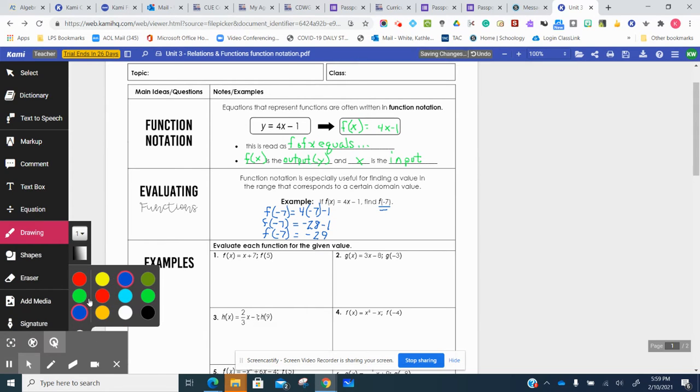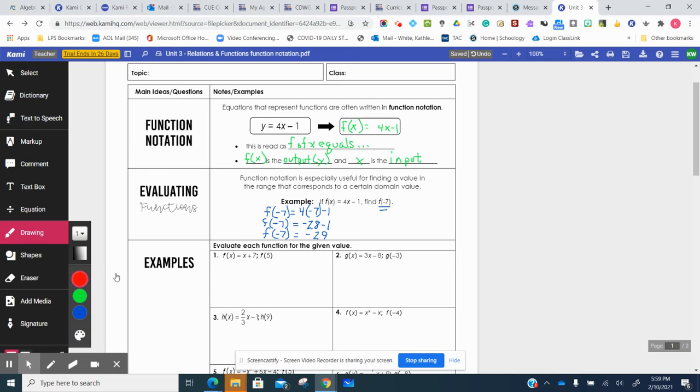Now, as we do these, I don't want the math to trip you up. I want you to be able to find this process. Here, we're going to say, anytime we see x, we're going to put in a 5. So here we'll have f of 5 equals 5 plus 7. So f of 5 is going to equal 12.